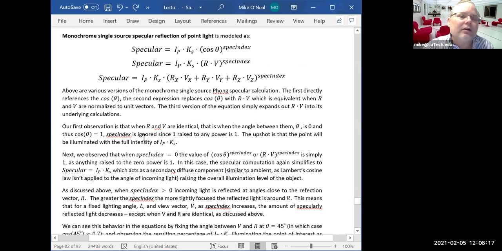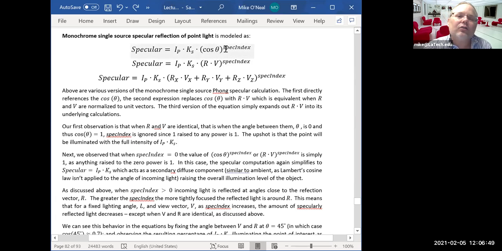Well, why does it get ignored? Because 1 raised to any power is, of course, 1. So when R dot V, or the cosine of theta, is 1, it doesn't matter what your spec index is, because this term is going to be 1. And that means the specular reflectivity is just going to be the intensity of the point light source times the constant of specular reflectivity.